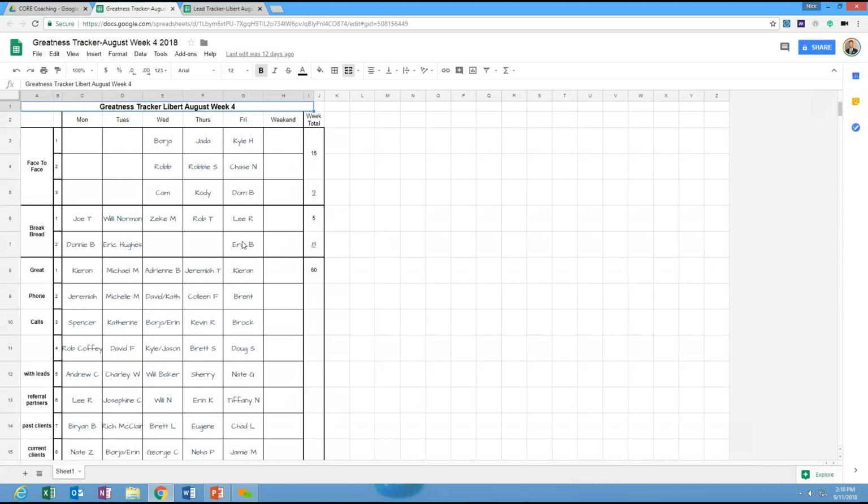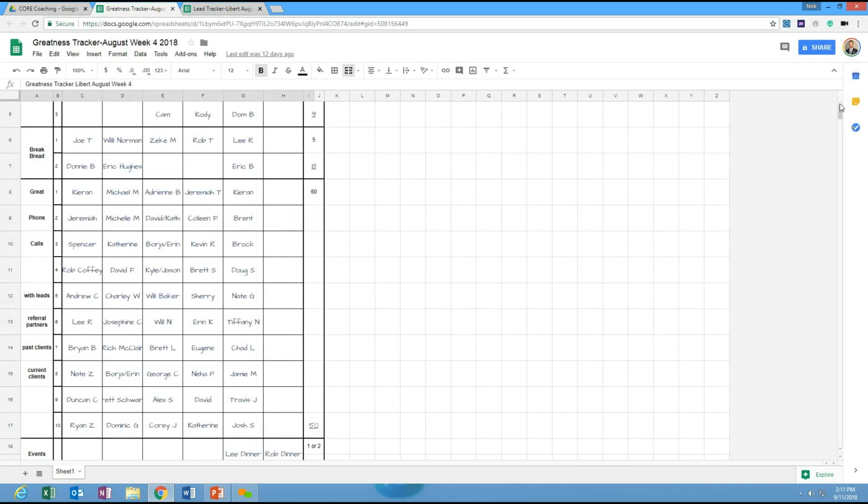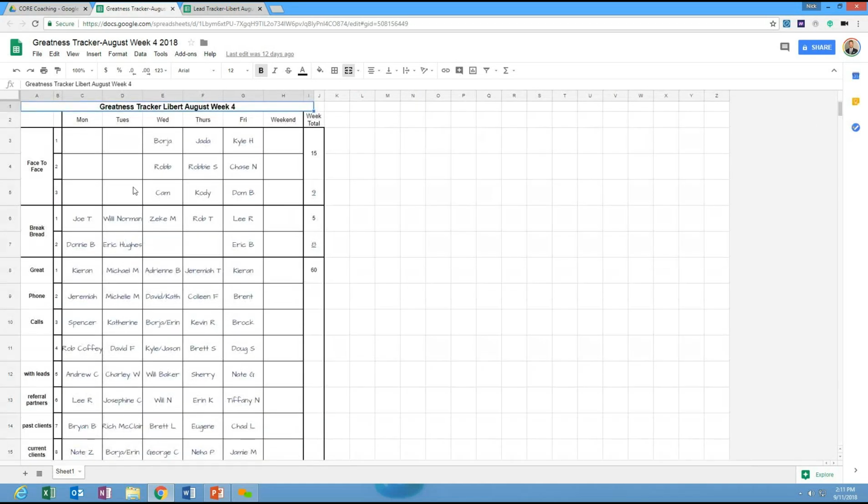So I am big into transparency. I'm big into accountability. So I'm going to show you my actual last week of August, the lead tracker for me. I'm going to explain, here's where I fell off, here's where I did good, and just have a good conversation with you guys. So this is my last week of August, and this document has multiple pieces to it.